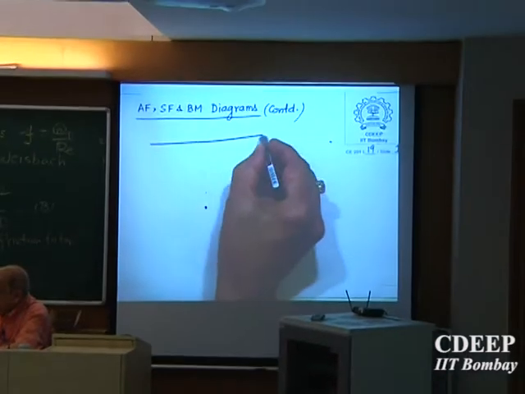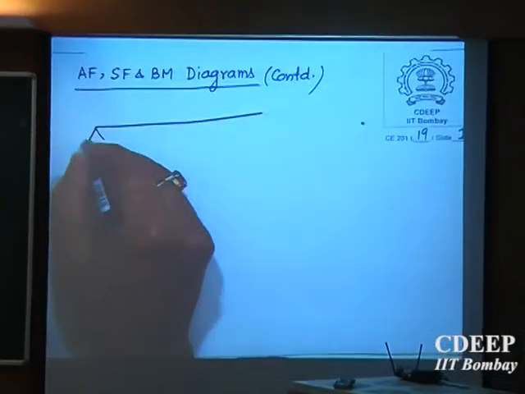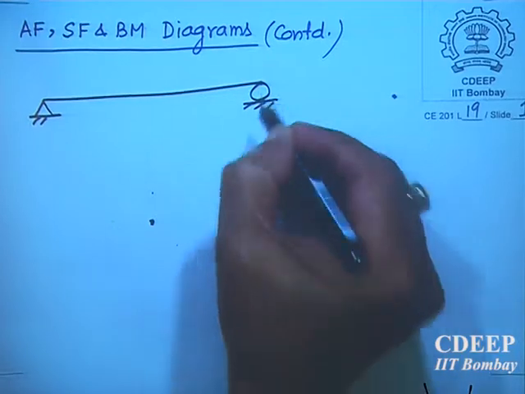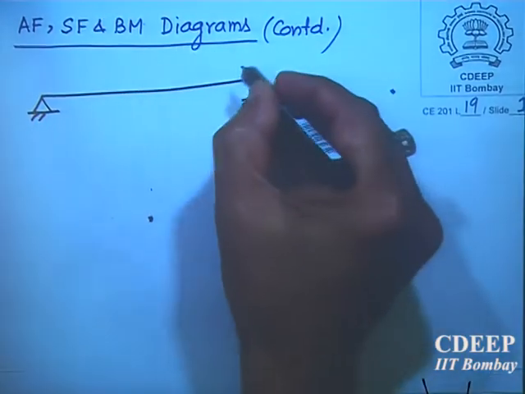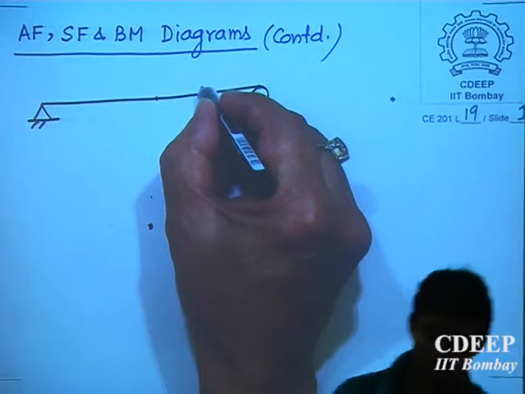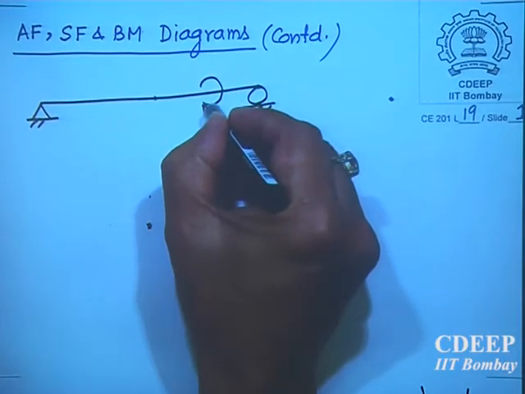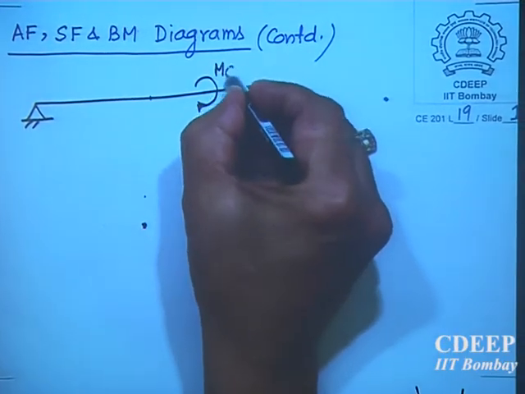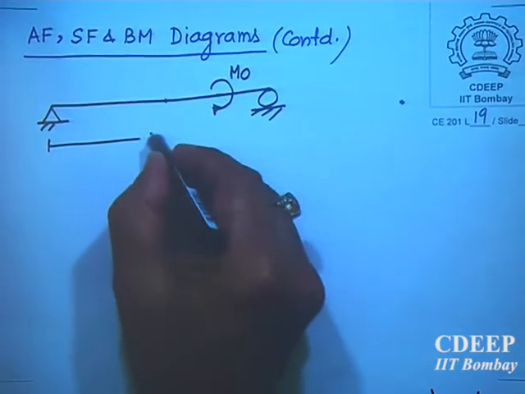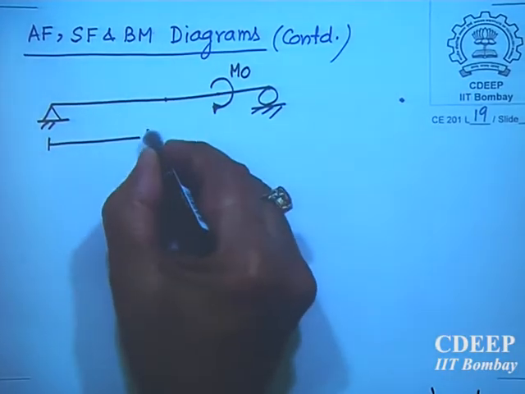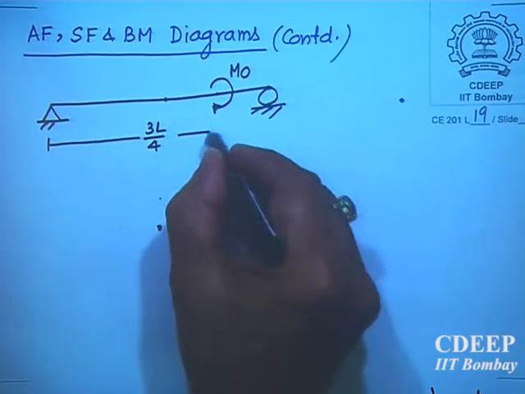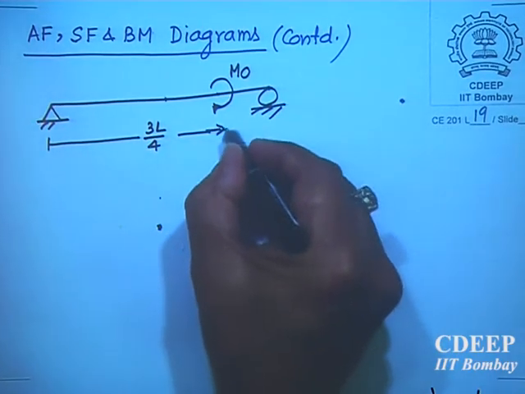Now you have the same beam. And let us say that it is not at the center, it is at 2/3 here. M naught is now at 3L by 4, and this is L by 4.